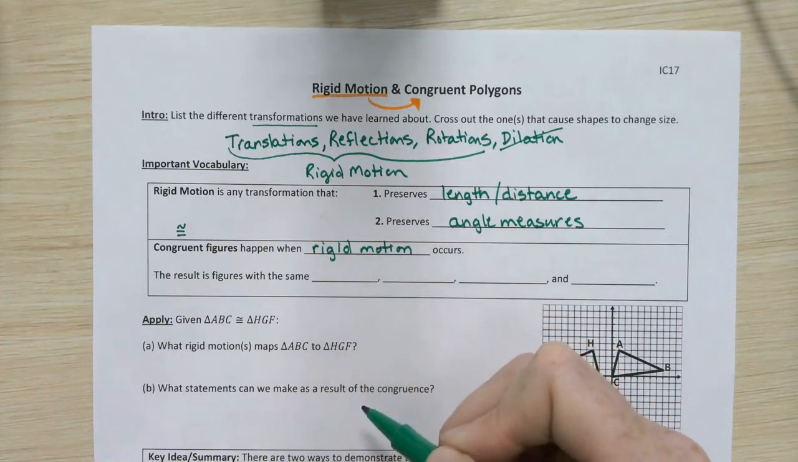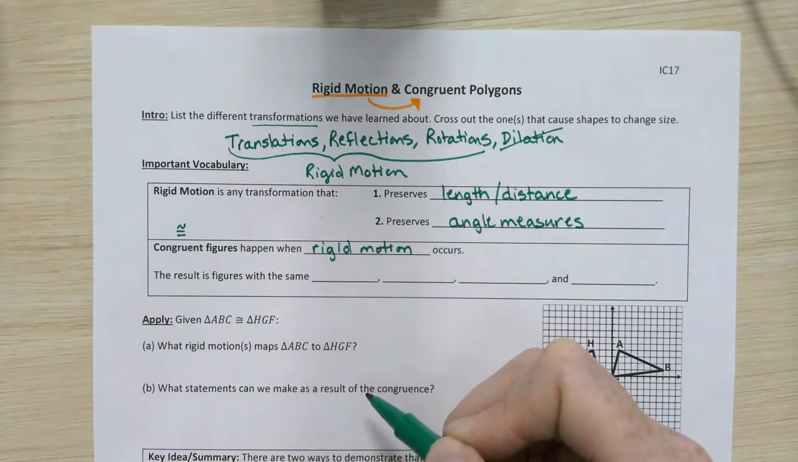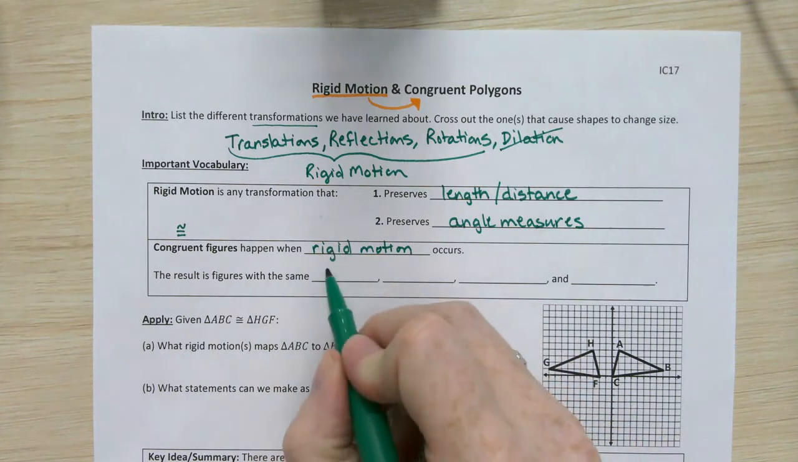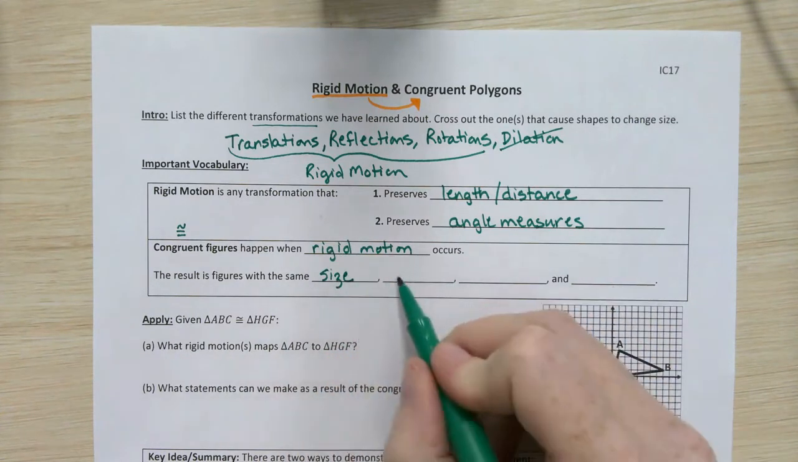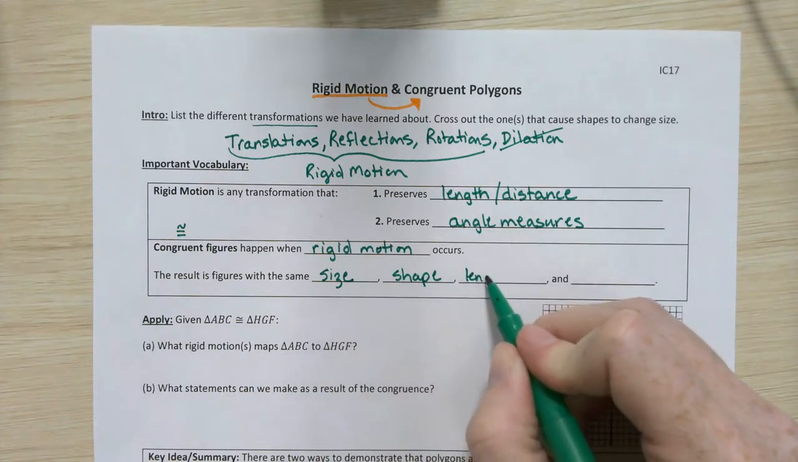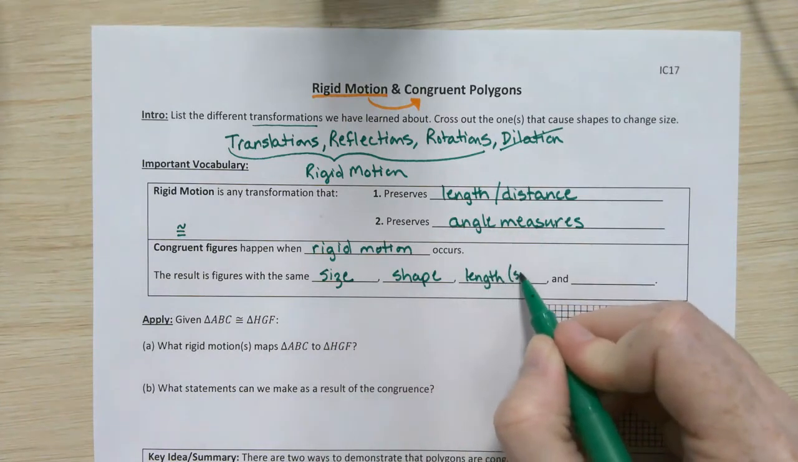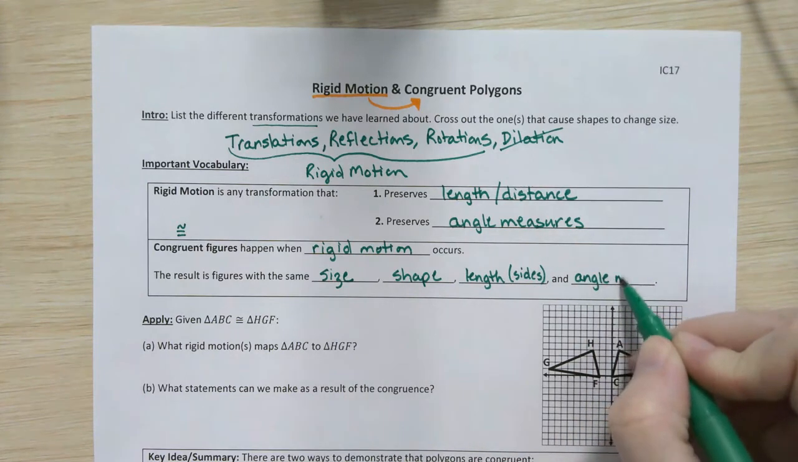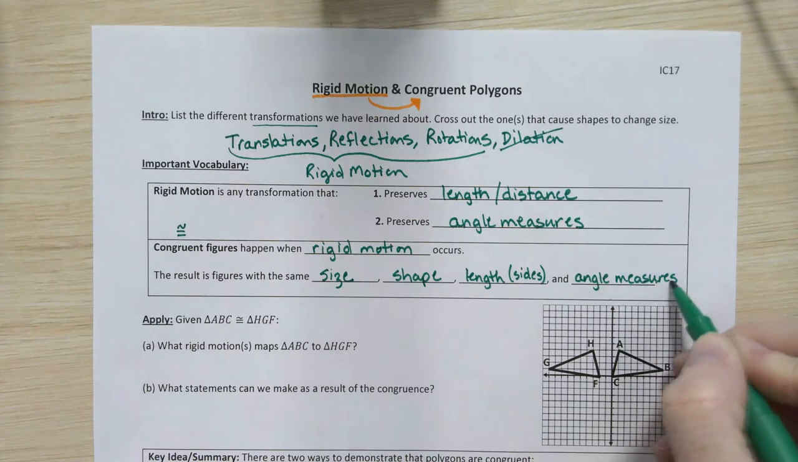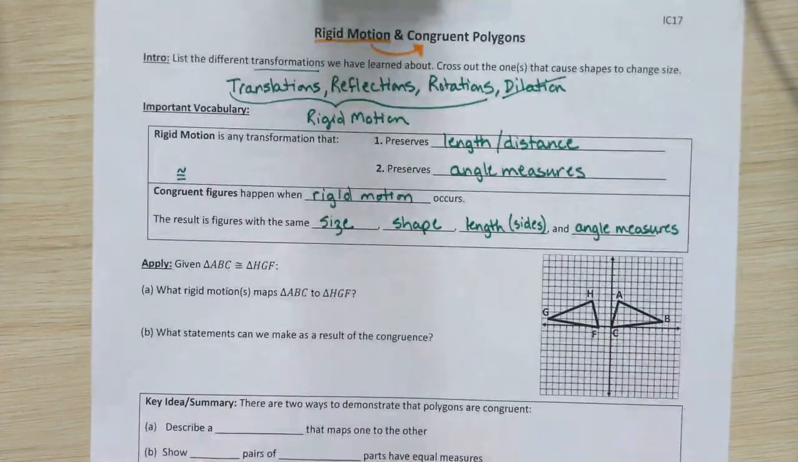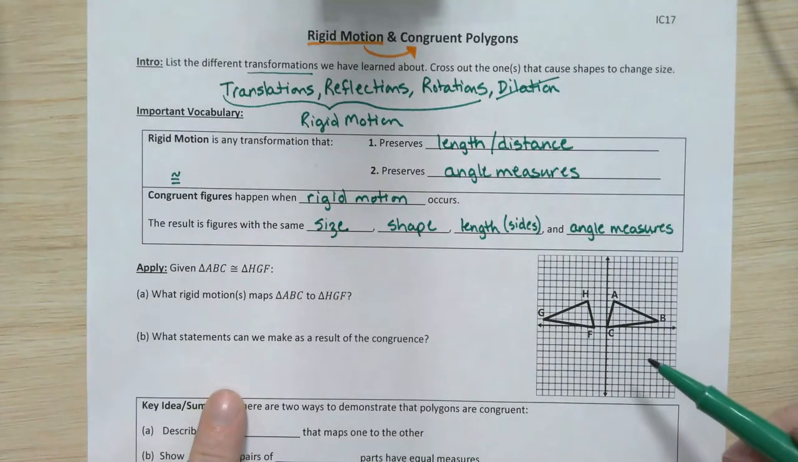So what happens is that when a translation, a reflection, or a rotation occurs, the figures, the pre-image and the image figures, have the same size, they're still the same shape, they have the same length in terms of sides, and then they have the same measure in terms of angles. And so they end up being identical copies of one another. If we look at this first apply section, we can see that happening.